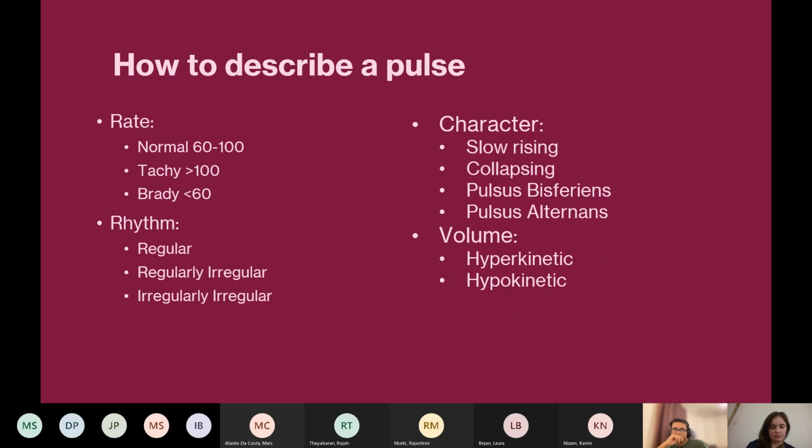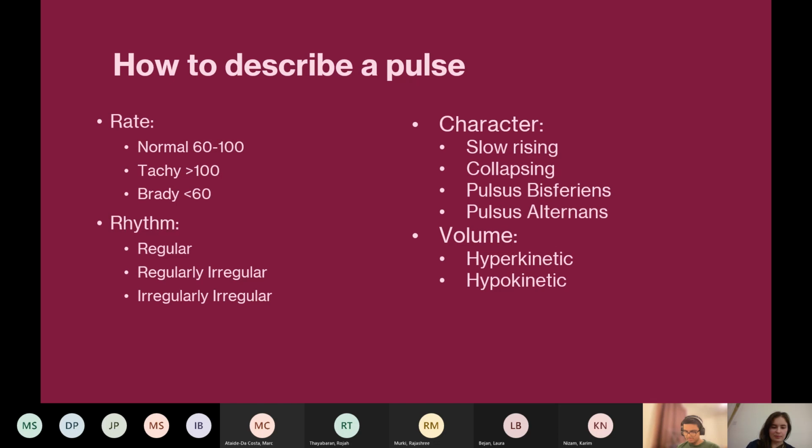Good. How do you describe a pulse? There are 4 characteristics to look for when you're describing a pulse. When you're at bedside teaching and your consultant says, I want you to tell me what this pulse is: rate, very good. Always start off with the rate. Character, yeah. Rhythm, there's one more. Volume, fantastic. In terms of the rate, normal is 60 to 100, then you're tachycardic if you're above 100, and bradycardic if you're below 60.